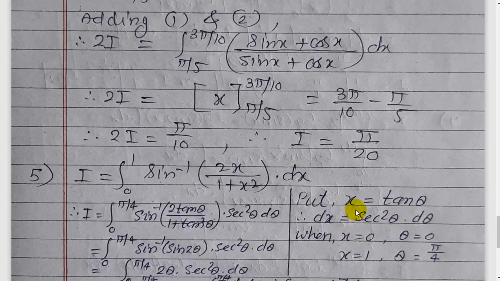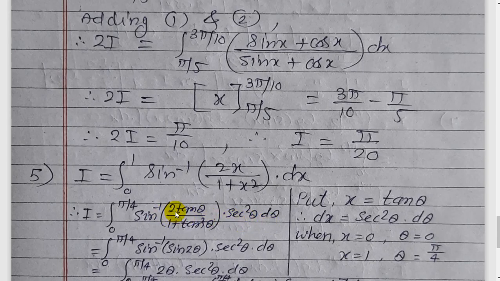Now, according to the substitution, we change our old limits. When x equals 0, theta will be 0. When x equals 1, theta will be pi upon 4. So the new limits become 0 to pi upon 4, with x as tan theta and dx as sec square theta d theta. Therefore I can be written as integral from 0 to pi upon 4 of sin inverse (2 tan theta upon 1 plus tan square theta) into sec square theta d theta.